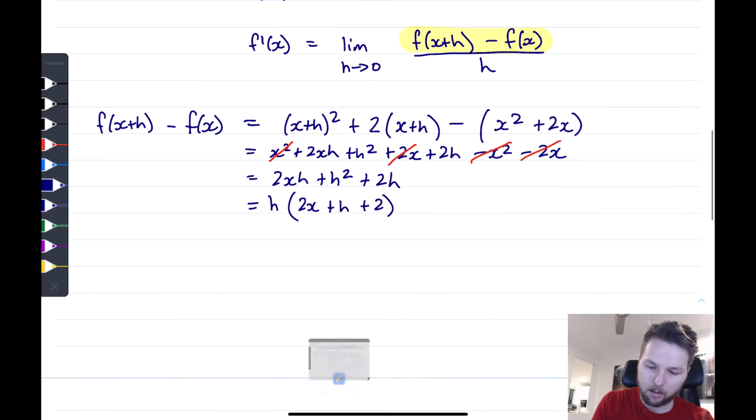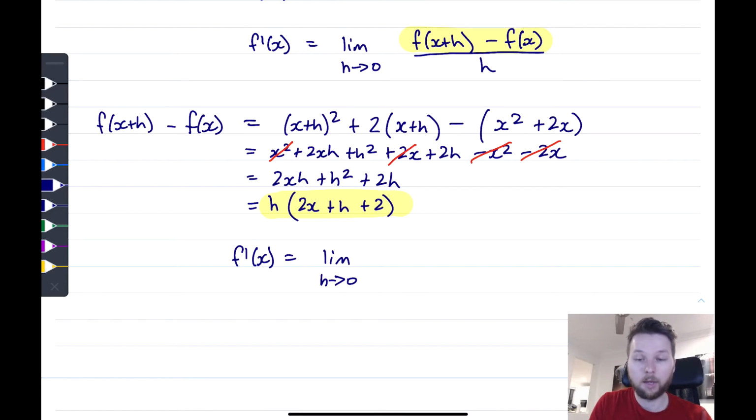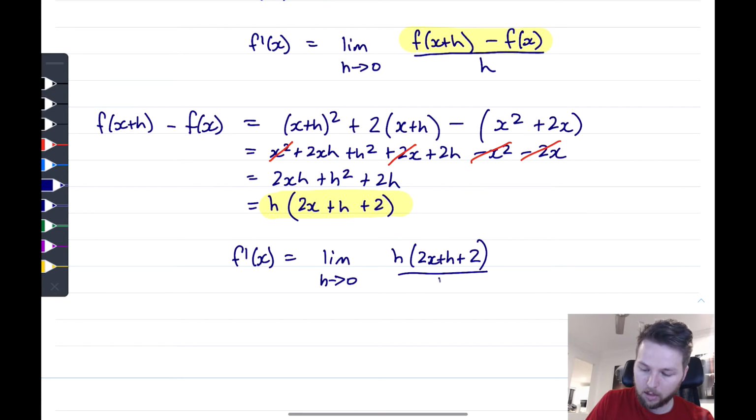Alright, so that is the numerator of our derivative. Let's go back to our derivative now. f dash of x equals the limit when h approaches 0. Oh, we can write our numerator in now. h multiplied by (2x plus h plus 2), and that's divided by h. And you can see now why I factorized. It makes it a lot simpler now. We can just divide the top and bottom by h.